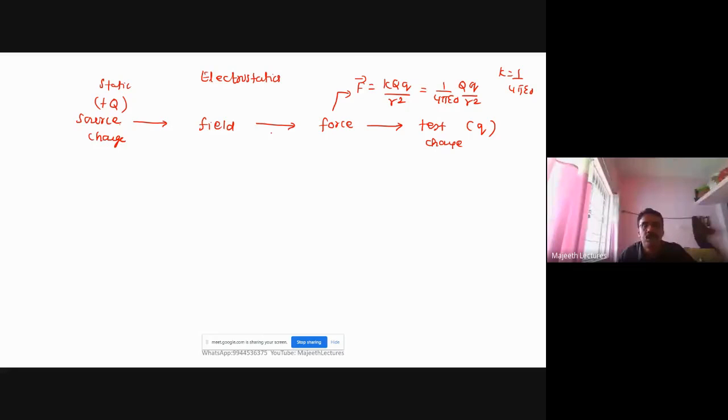How do these two charges interact with each other? Because in the world we are full of charges. That force is given by Coulomb's law.